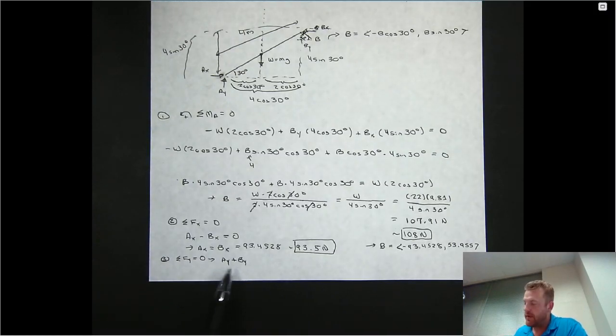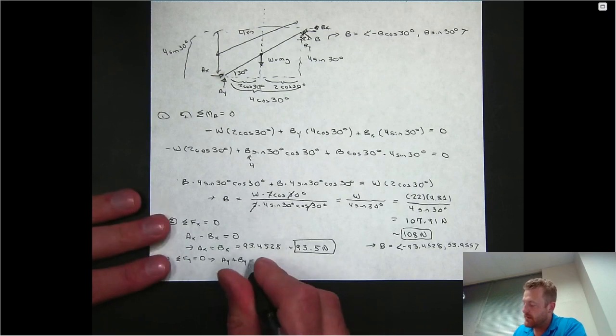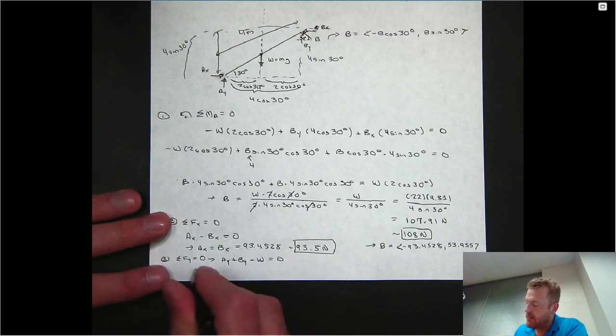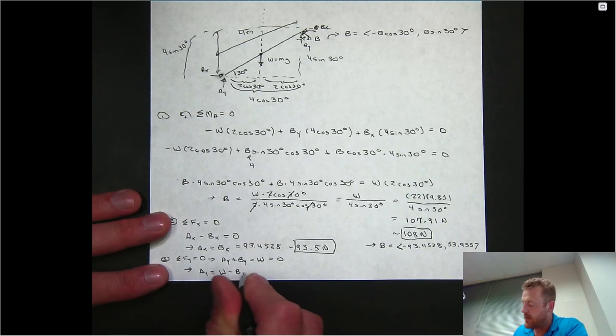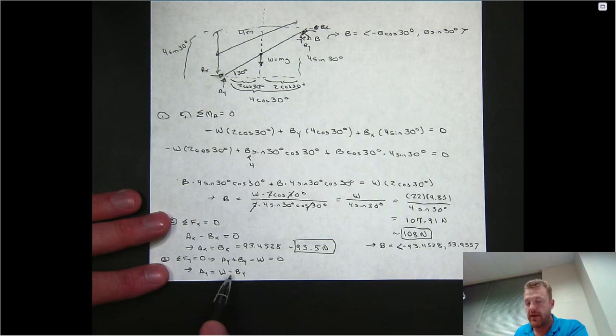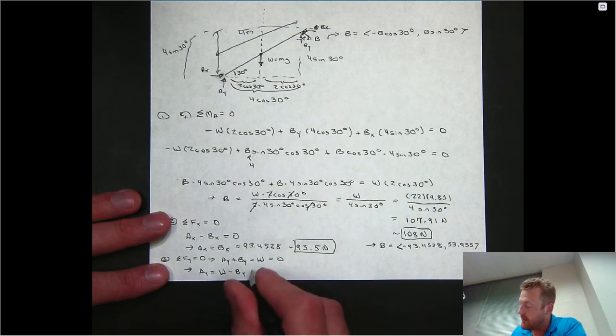So AY plus BY, we have that in the vertical direction, and that's minus W, and that whole thing has to equal 0. So what that means is that AY is just going to be W minus BY, or another way to say that is the vertical component of A has to be whatever the weight is minus whatever B hasn't already taken care of.